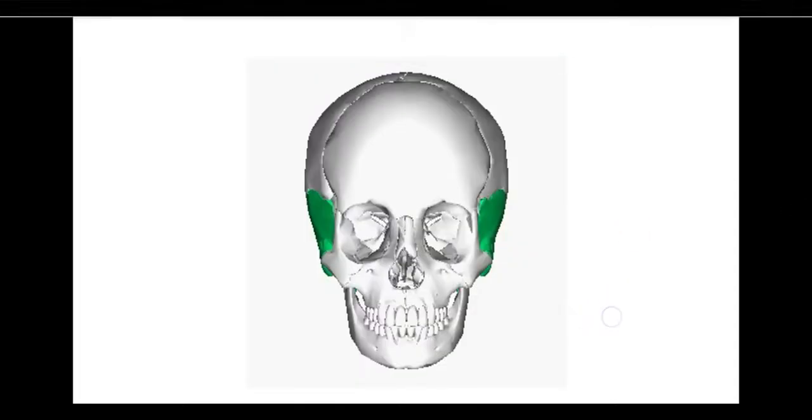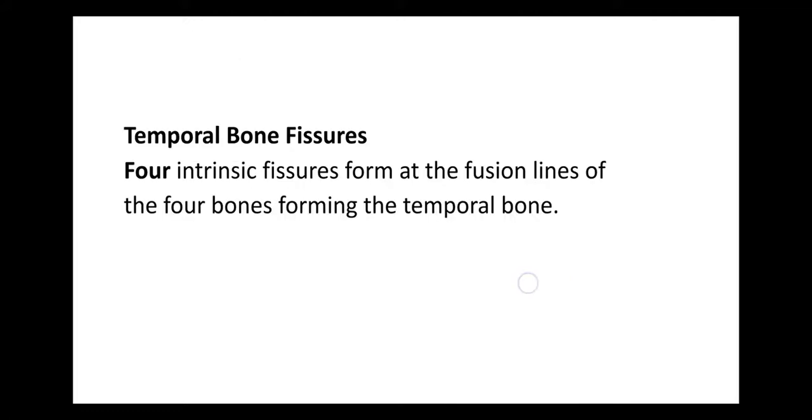Temporal bone fissures. That is the frontal view, the entire temporal bone. Four intrinsic fissures form at the fusion lines of the four embryonic bones that form the temporal bone. Let us have a look at the four temporal bone fissures.